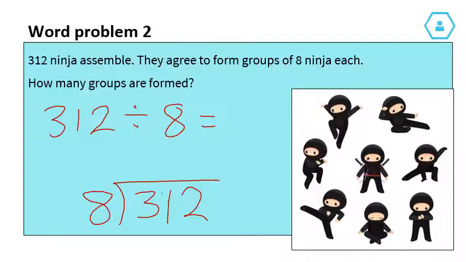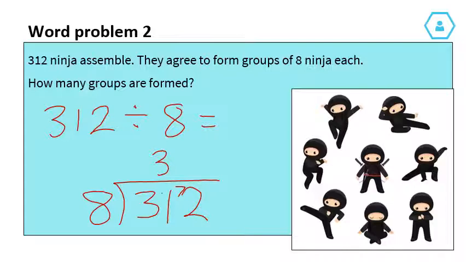3 times 8 is 24. And now I know that 4 times 8 is 32, so this is going to be 3, and it's going to have a remainder of 7. And that becomes 72 now because I've taken 7 10s and added them to these 2 1s, so now it's 72.